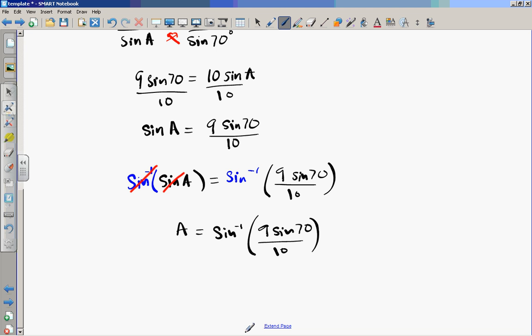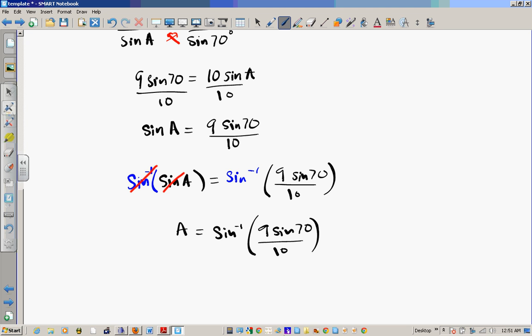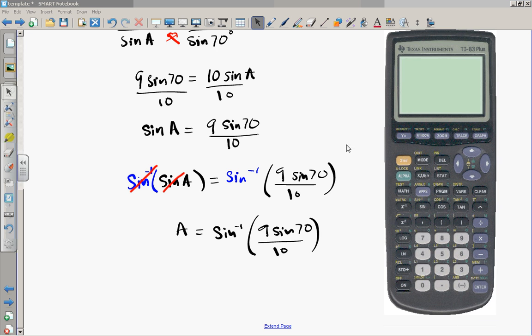Okay, so all we just do is plug this into a calculator and we'll be in business. Alright, so let's plug that in. Now, since we're working with degrees, we need to go to the mode and make sure that we are in the degree mode. Just press mode and then scroll down to the angle area, and then shift right to degrees, okay?